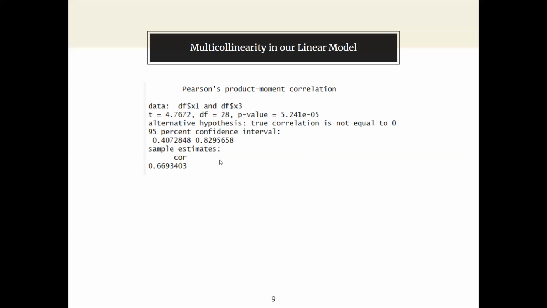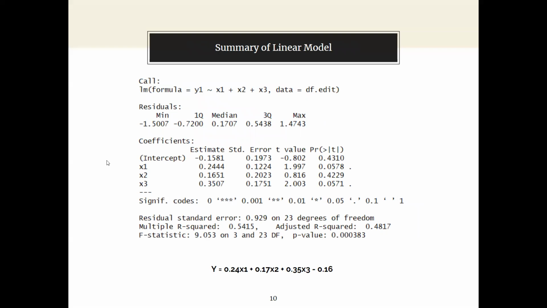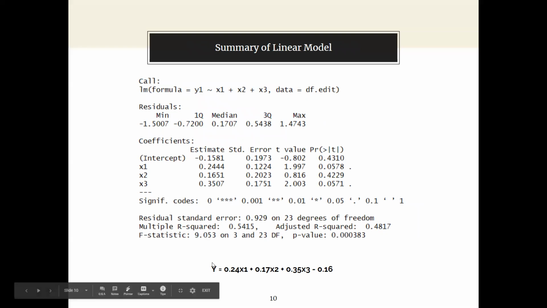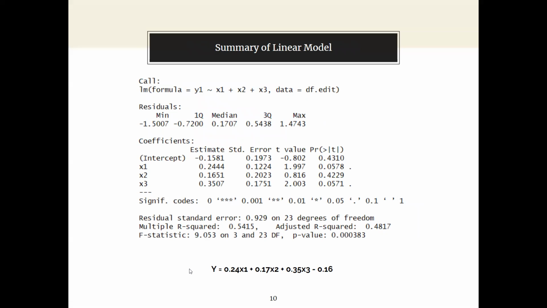After all of that, after we've removed our outliers and take a look at this, we can finally take a look at our final regression equation. Here we can see at the bottom that's going to be y equals 0.24 for x1 and 0.17 for x2 and 0.35 for x3 minus our intercept point of 0.16.